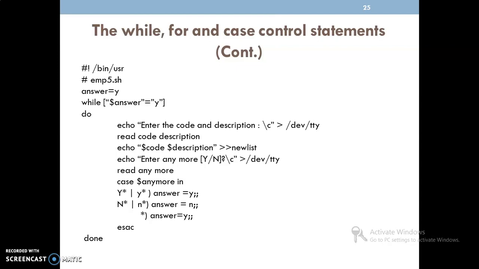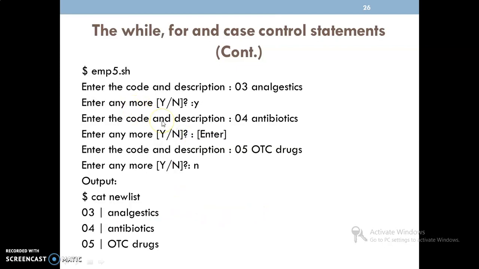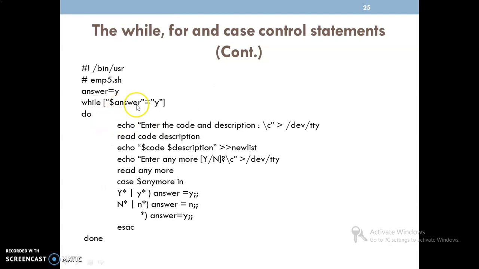It is a simple program. There is one variable I have taken, answer equals y. Next, in the while condition, we are evaluating that variable answer. Here its value is y, so both are y, then true, and the do block will execute. So enter the code and description. Next we read through the read command the code and description. Then we display the same thing using the echo statement.